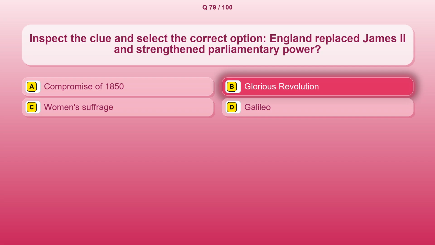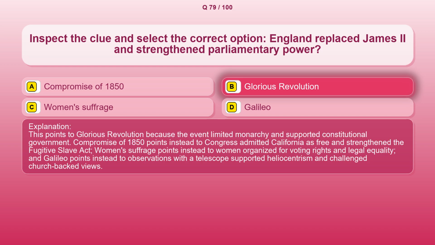The correct answer is Option B, Glorious Revolution. This points to Glorious Revolution because the event limited monarchy and supported constitutional government. Compromise of 1850 points instead to Congress admitted California as free and strengthened the Fugitive Slave Act. Women's suffrage points instead to women organized for voting rights and legal equality, and Galileo points instead to observations with a telescope supported heliocentrism and challenged church-backed views.